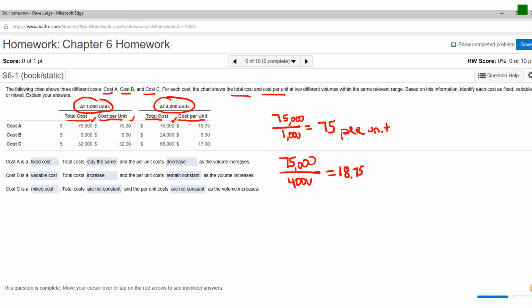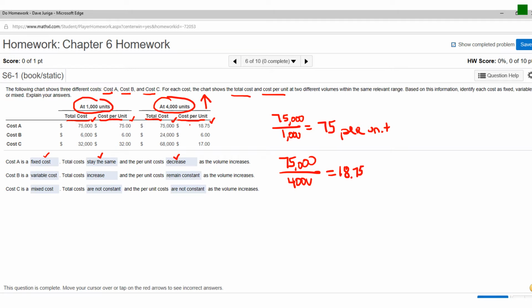Notice it's $75 at 1,000 units. And notice as the volume goes up, the per unit went down. So that's the definition. That's a characteristic of a fixed cost. So cost A would be fixed. Down below, you'd say it's a fixed cost. Total cost stays the same, per unit cost decreases.